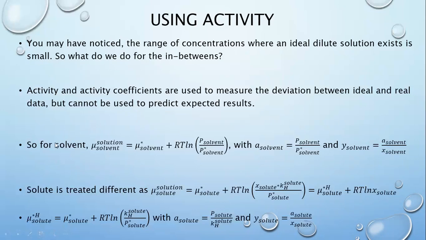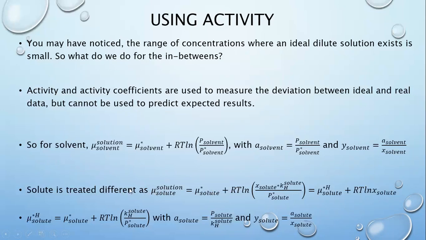But for a given solvent solution, the chemical potential of the solvent is the chemical potential of the pure solvent plus RT ln of P solvent over P star, with that being the activity. And the activity coefficient is A over X, or A over the mole fraction. So the solute is treated differently.